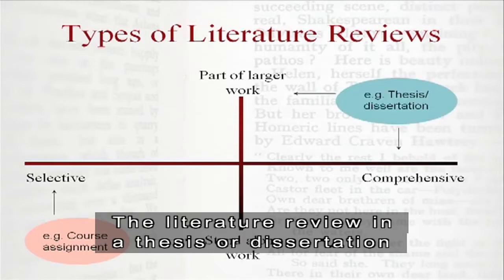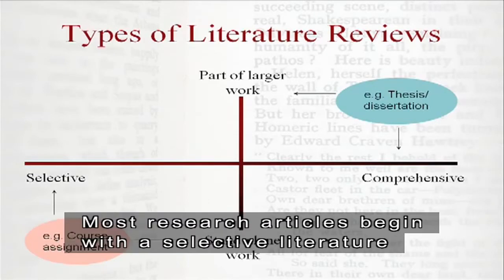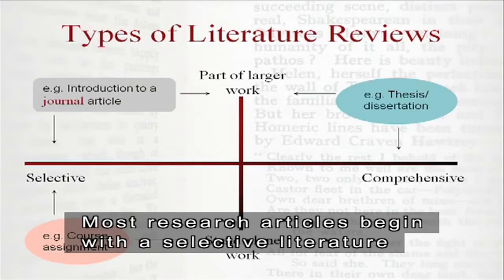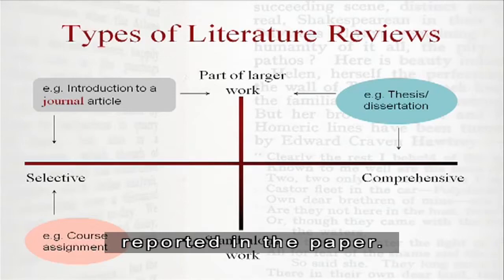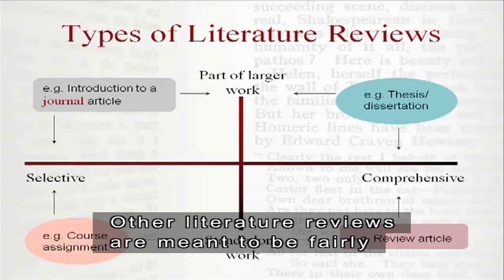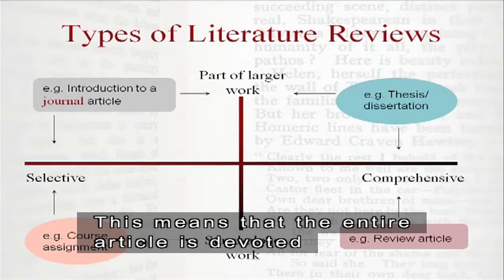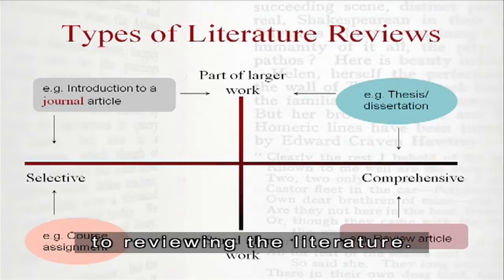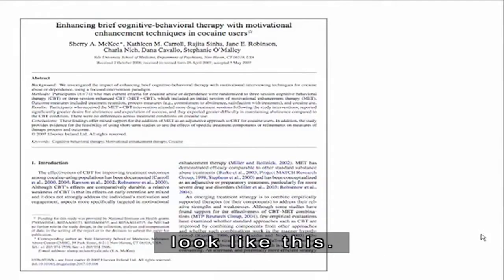The literature review in a thesis or dissertation is an example of a comprehensive review that is part of a larger work. Most research articles begin with a selective literature review to establish the context for the research reported in the paper. Often this is part of the introduction. Other literature reviews are meant to be fairly comprehensive and also to stand alone. This means that the entire article is devoted to reviewing the literature. A literature review that introduces an article can look like this.